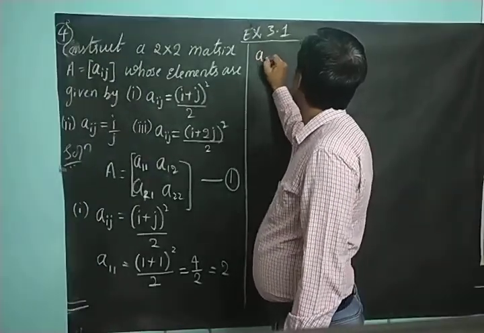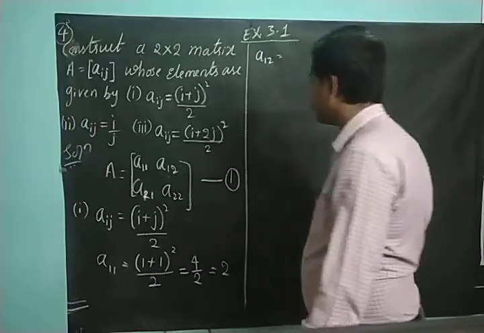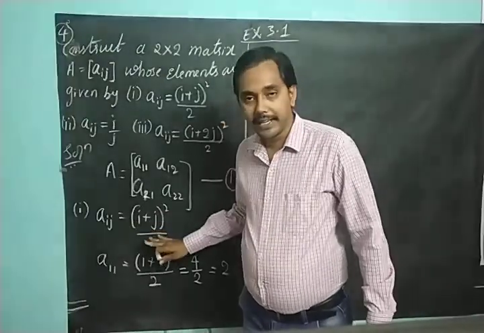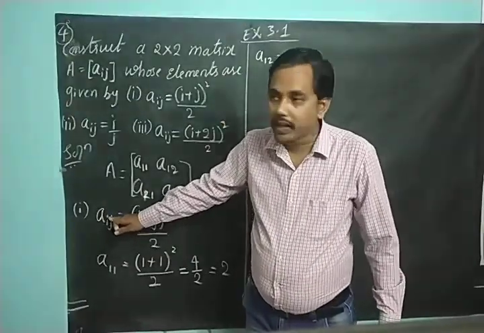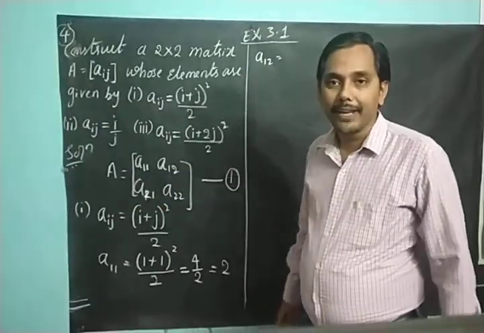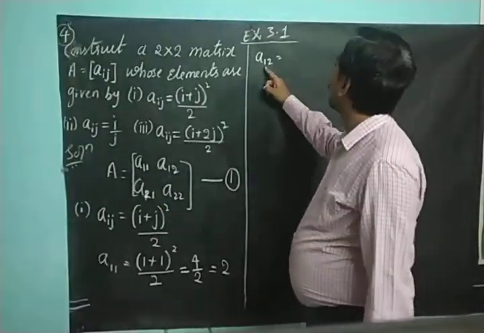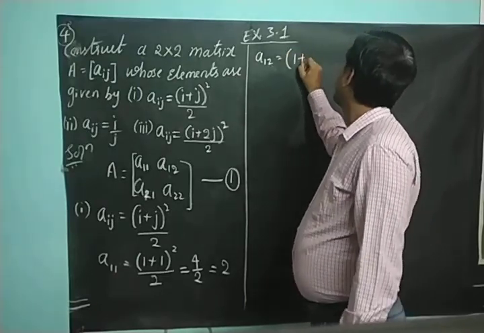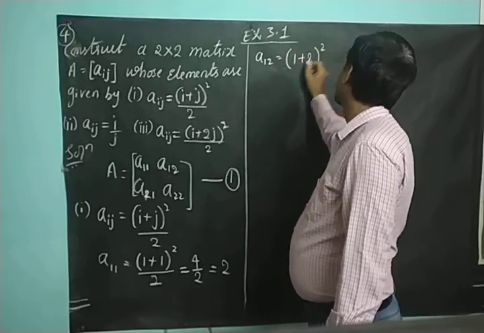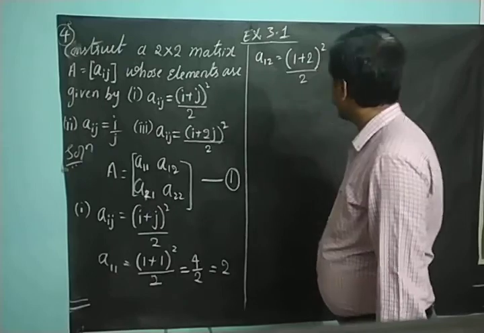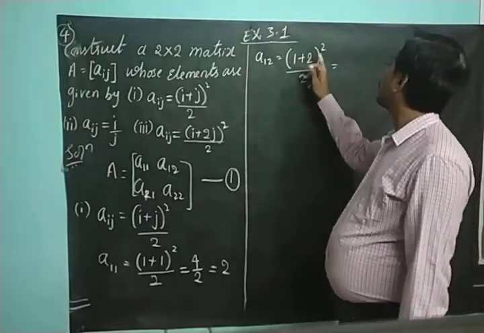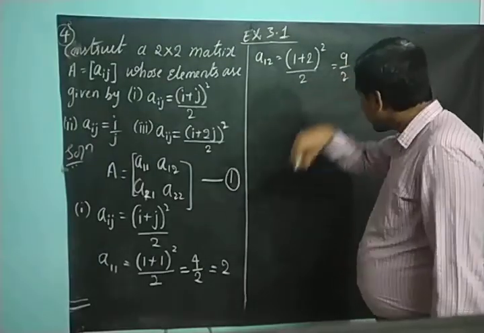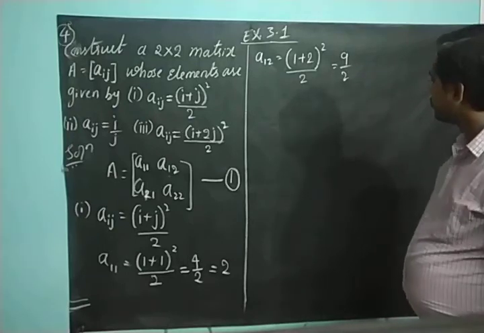What will be A12? In this formula, we need to substitute the value of I as 1 and j as 2 in order to get the value of A12. So I is 1 and j is 2: (1 plus 2) the whole square, whole divided by 2. What is 1 plus 2? 3. 3 square is 9, divided by 2. This is A12.